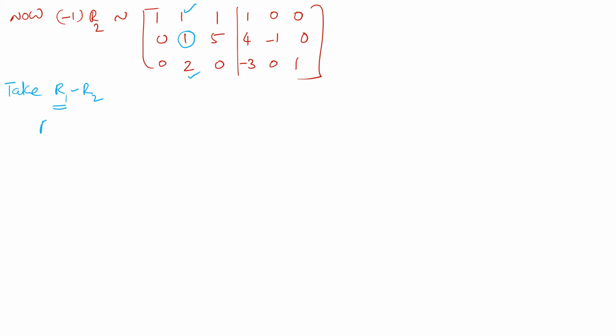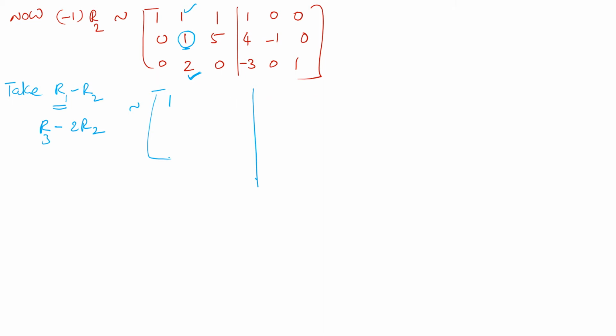Okay, next one, R3 minus 2 R2. R3 minus, multiplied by these two and subtract. Then it gives 1 1 1 1 0 0. Second row, sorry, there is a change in the first row. Okay, so what is this?